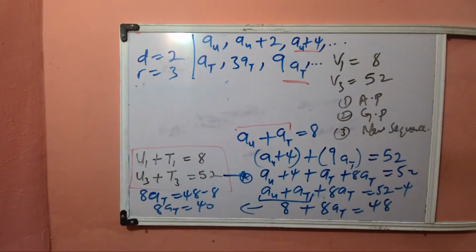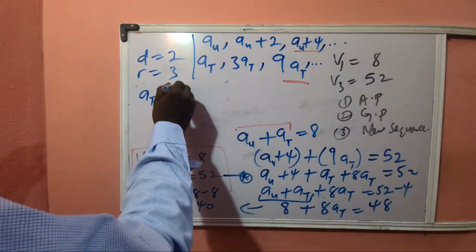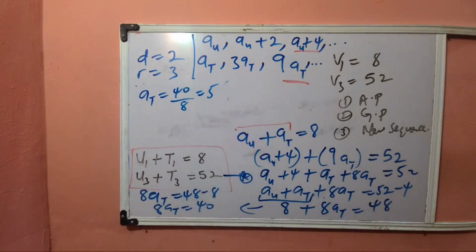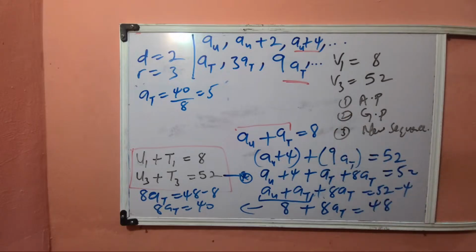My AT, of course, will be equals to 40 over 8, which is equals to 5. All right. So now we've been able to arrive at a value for AT. Now, I told you already, whatever I did here, you don't have to follow that process. When you go to these two places, just make use of your simultaneous equation, either using elimination method or substitution method, and you'll be good to go. What I did here was just my own, the path I decided to take.